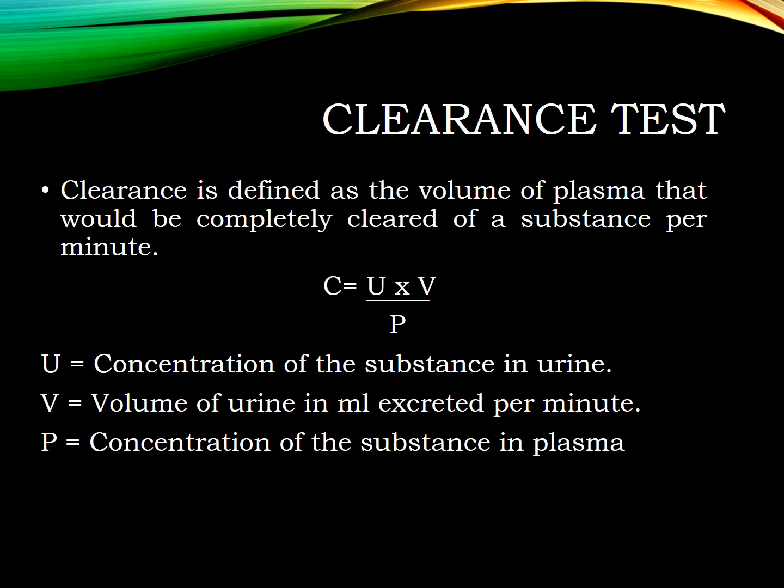So shall we start with the glomerular filtration test? All the glomerular filtration tests include the clearance test, and clearance is defined as the volume of plasma that would be completely cleared of a substance per minute. It can be determined by the equation C equals U multiplied by V divided by P, where U is the concentration of the substance in urine, V is the volume of urine in ml, and P is the concentration of the substance in plasma.